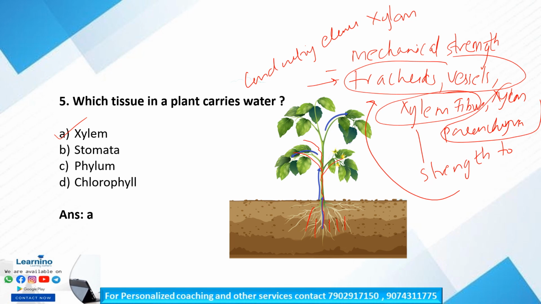Xylem parenchyma cells are mainly involved in storage, the storage part of the plant, that is storage of carbohydrates, fats and water conduction. Okay, so xylem parenchyma is the storage area of carbohydrates, fats and water conduction. Okay, so xylem fiber gives strength to the tracheids and vessels.